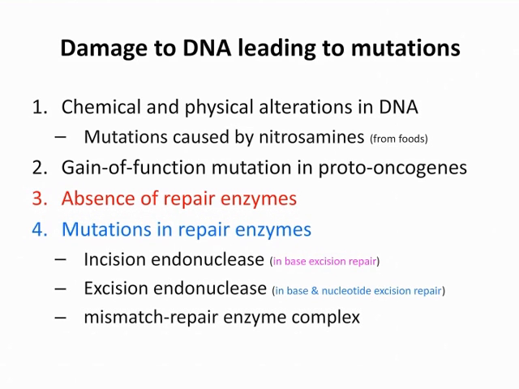So the other damages to DNA that can lead to mutations are absence of the repair enzymes and then mutations in the repair enzymes. So be able to tell me which 4 things can lead to a damage to DNA, and then know the examples of each. So the first one we talked about: mutations caused by nitrosamines, mutations caused by UV, and mutations caused by benzo-a-pyrene. Then we talked about the gain of function mutation, where radiation can have an adverse effect on the DNA sequence. And then we have absence of repair enzymes and mutations in the repair enzymes, and the following 3 examples.